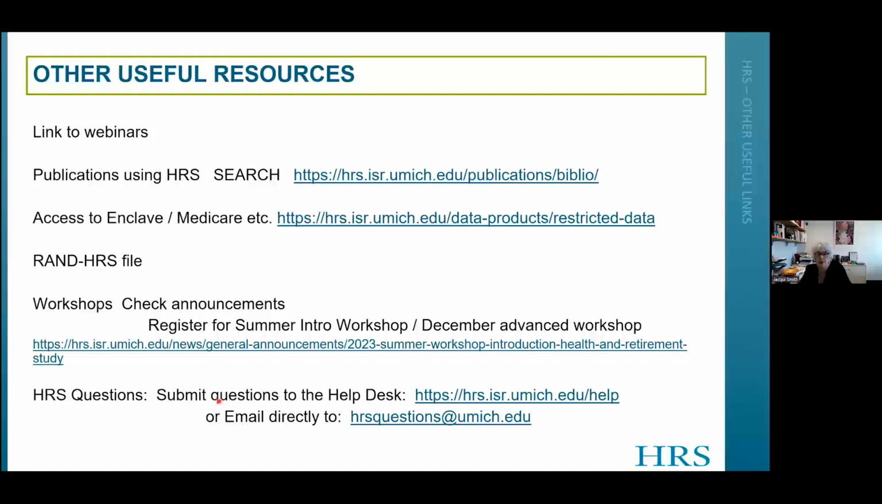Okay, here are a lot of other very useful resources. Again, you don't have to register for any of these, or well, you do to access the data enclave. You can actually link HRS data to Medicare data, but this is restricted, and you need to have access to that in a data enclave. The RAND file has a lot of good imputed variables for economics and income and wealth and those sorts of things.